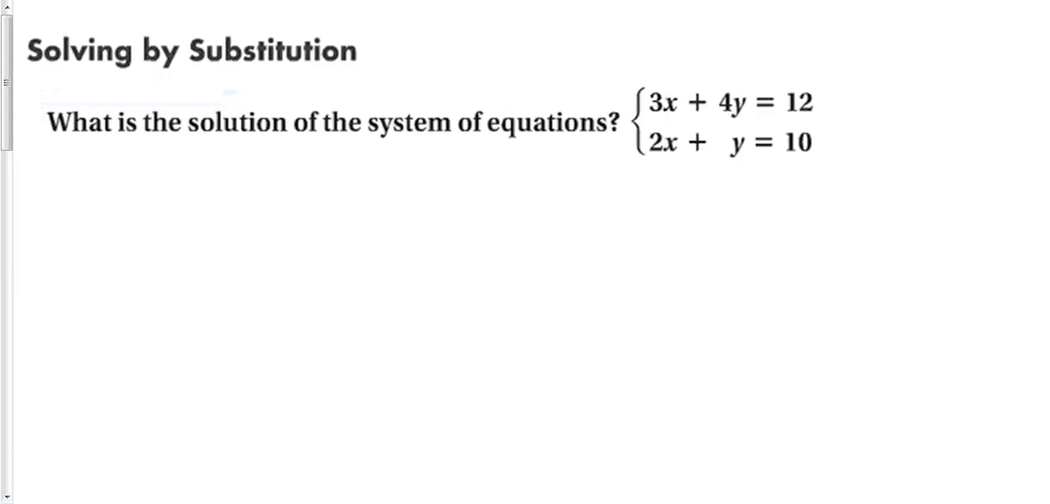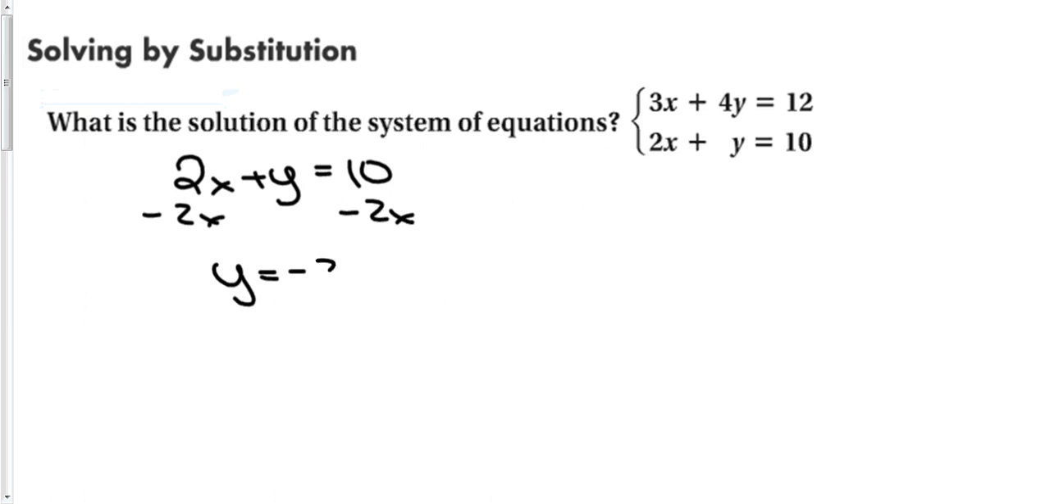Looking at my first problem, I want to decide: is it easy for me to isolate one of the variables? Well, looking at this variable right there, y, it's by itself. That's what I'm looking for. I'm looking for a variable equal to something or a variable with a coefficient of 1. So, taking that bottom equation, 2x plus y is equal to 10, I want to get y by itself. I'm going to subtract 2x from both sides. That leaves me with y is equal to negative 2x plus 10.